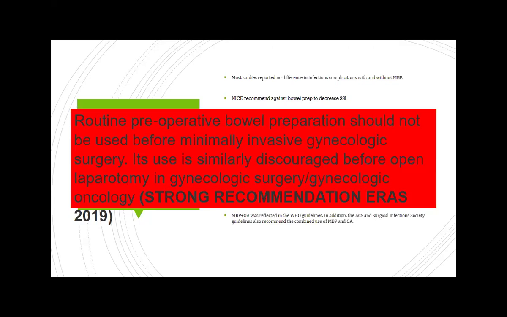No, not at all. Except that, as I say, if you are planning a rectal resection for advanced cervical cancer, for example, or for ovarian cancer infiltrating significantly the wall of the left side colon, you may do both oral and mechanical preparation, not mechanical alone.